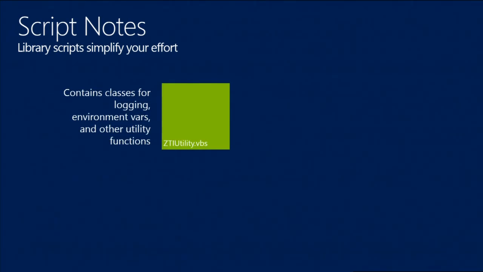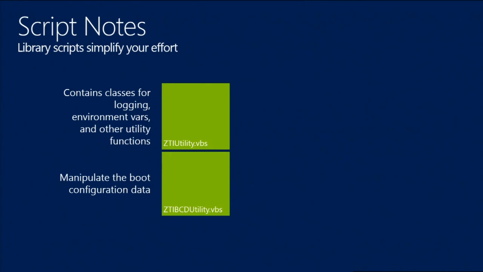So we have this mammoth ZTIUtility.vbs script that provides all sorts of functions into your own scripting world. You don't have to write code to do logging. You don't have to write code to do utility-based functions. They're all in this script. And all you need to do is reference it from your own script. If you want to make changes to the boot configuration database, you don't have to write the code to do that. We've done it for you. It's in this ZTIBCDUtility.vbs script.